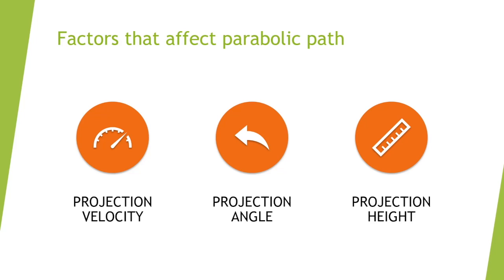The initial velocity can be split up into two different components, horizontal and vertical. This is where projection angle becomes important. By utilizing trigonometry values of cosine and sine, you can determine the initial velocities in both horizontal and vertical directions.